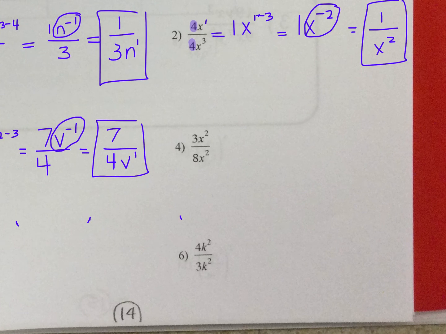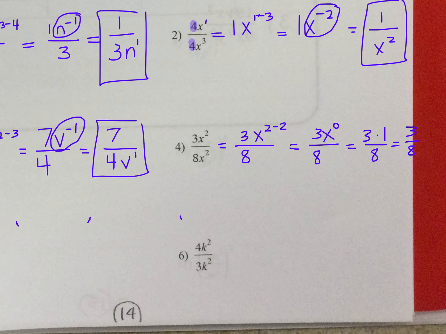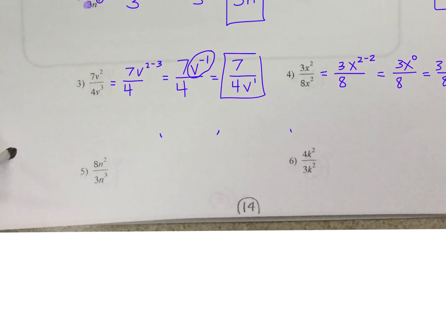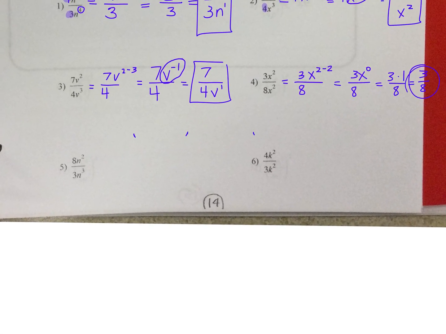Number 4, 3 divided by 8 gives me an ugly answer, and I've got x to the 2 minus 2. Well, the 3 and the 8 stay where they are. 2 minus 2 is 0. I know that anything to the 0 power is really 1. So really that's 3 times 1 over 8, which would just be 3 over 8. All right, I would like for you to do number 5 and 6. Number 5 is just like number 7, and number 6 is very, very similar to number 4.